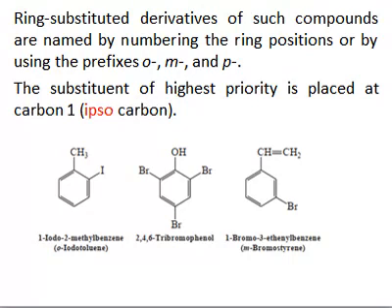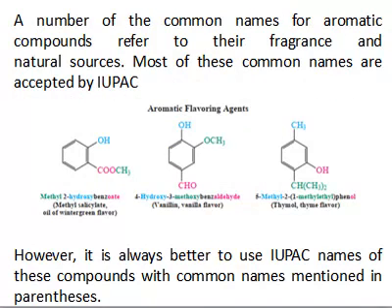So we assign one number to the ipso carbon. Right? It's also important to note that, as we mentioned previously, aromatic compounds were called aromatic because they had a very strong aroma, a very strong smell. So most of the compounds that were discovered earlier because of their fragrance are known by their common names, and these common names are also accepted by IUPAC.